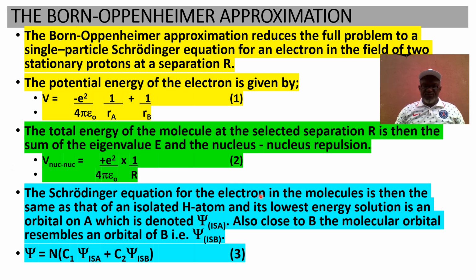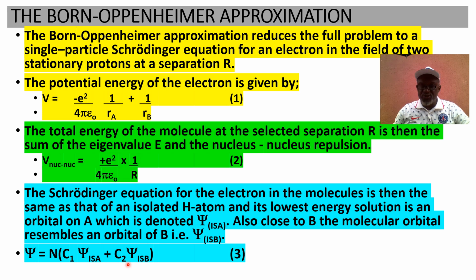Now the Schrödinger equation for the electron in the molecule is the same as that of an isolated hydrogen atom, and its lowest energy solution is an orbital on A, which is phi 1 Sa. Also close to B, the molecule resembles an atom and we also have an orbital on B, phi 1 Sb. Therefore, we now have a combination of these: phi equals N into C1 phi 1 Sa plus C2 phi 1 Sb. N is a normalization constant.